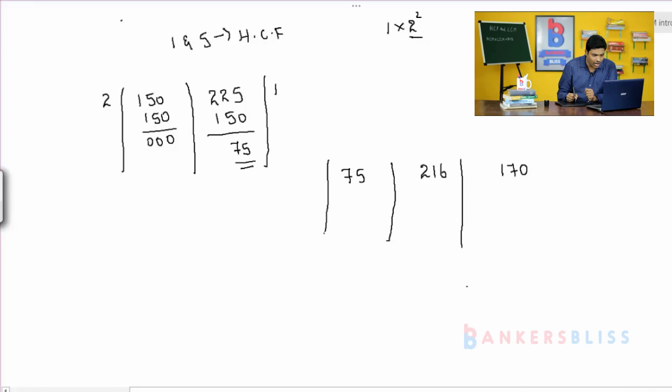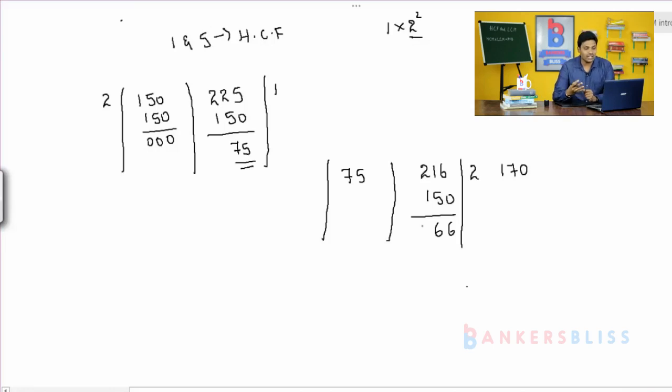So 75, how many times can you do? 75 twos are 150, and 3 times would be more than 216. So you divide 2 times. 75 into 2 is 150. So what is the remainder? 216 minus 150, which is 66. So 66 is the remainder.